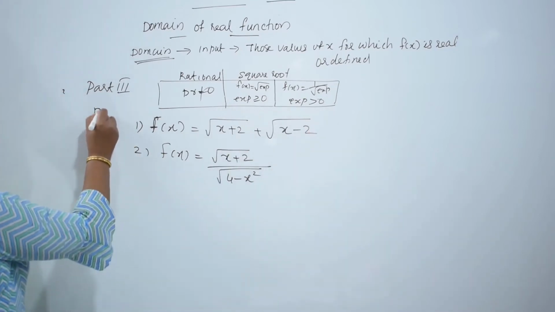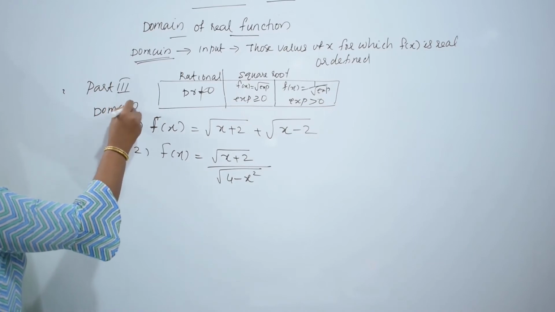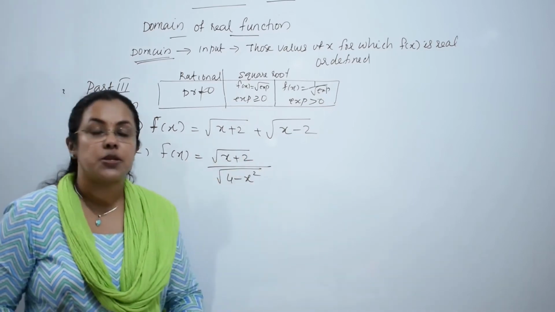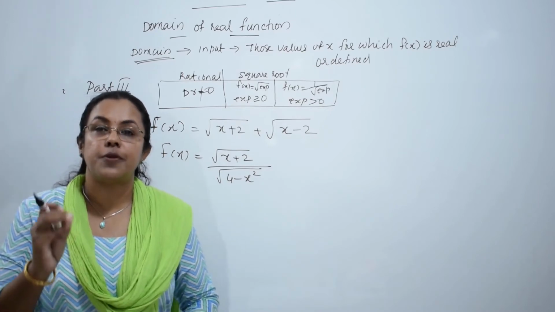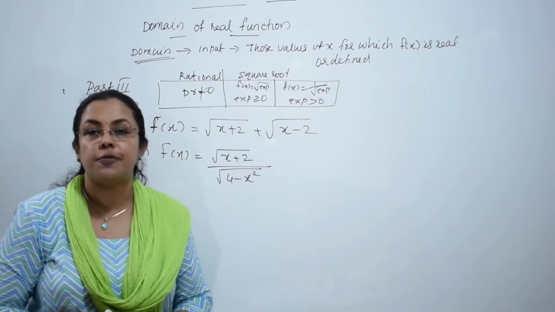We have to find out the domain. f(x) = √(x+2) / √(4 − x²). How to find out the domain of such type of functions?